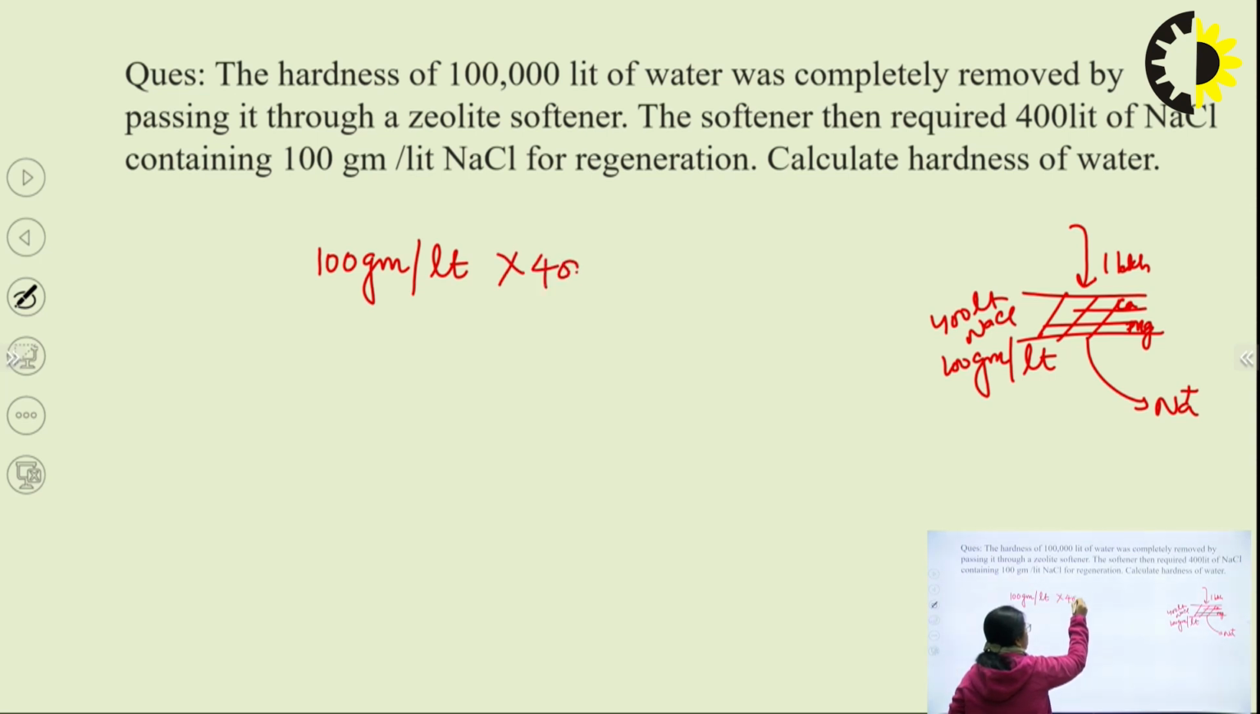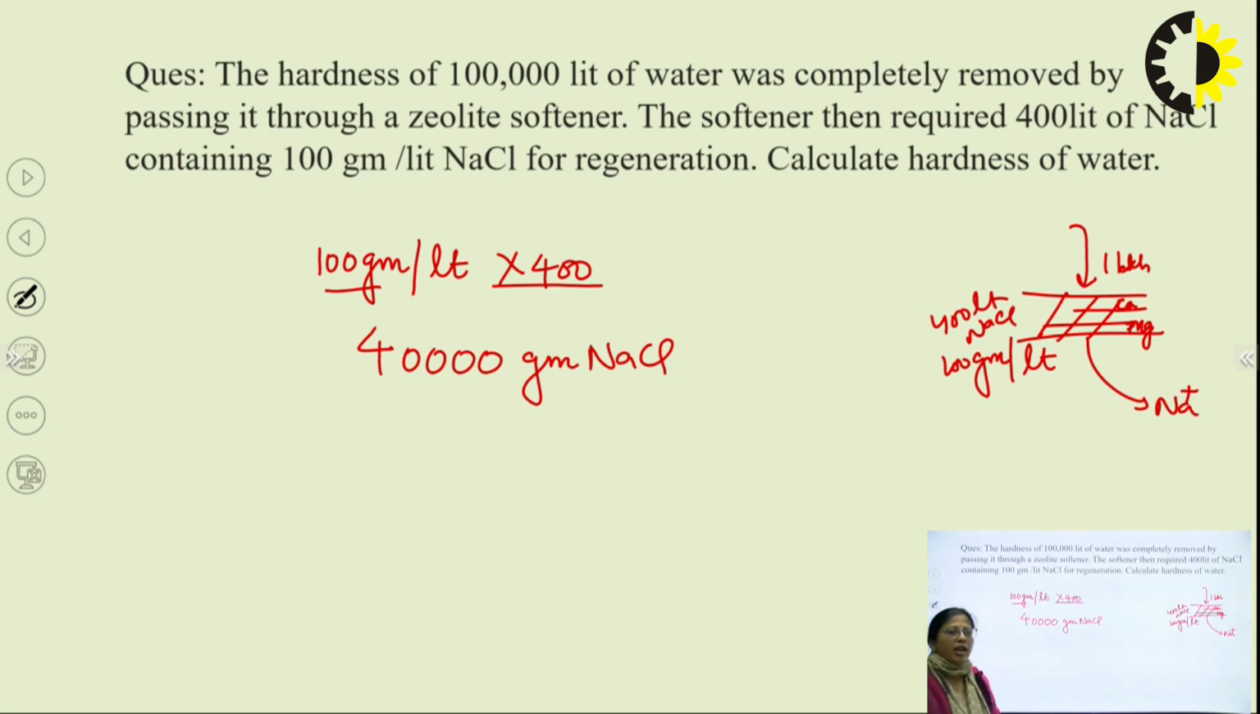400 liters of NaCl. That means the total NaCl that we are utilizing is 100 gram per liter multiplied by 400 liters. This is the total amount of NaCl being utilized. So, it comes out to be 40,000 grams of NaCl that we have to dissolve for removing the hardness from the zeolite.